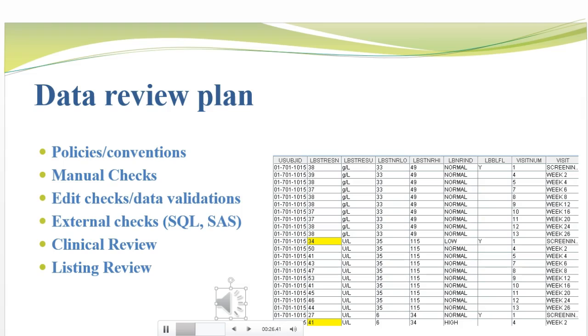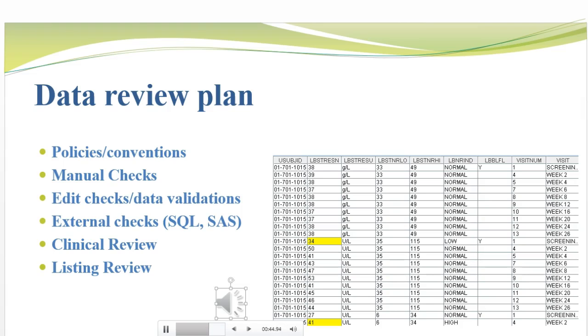If you're doing some sort of clinical review where you're looking at the data from a clinical perspective, you might want to describe that in the data review plan as well. Same thing for what we call listing review. Listing review is usually a SAS listing that looks at outliers in the data.